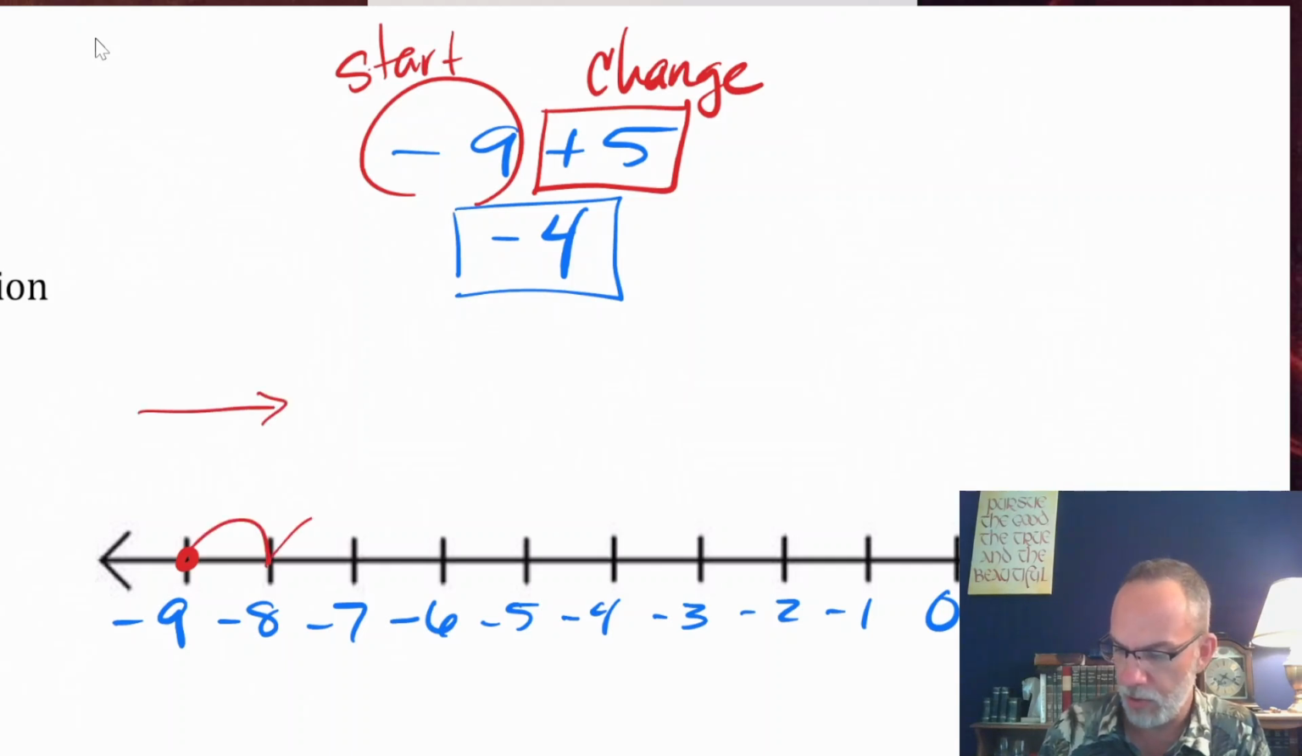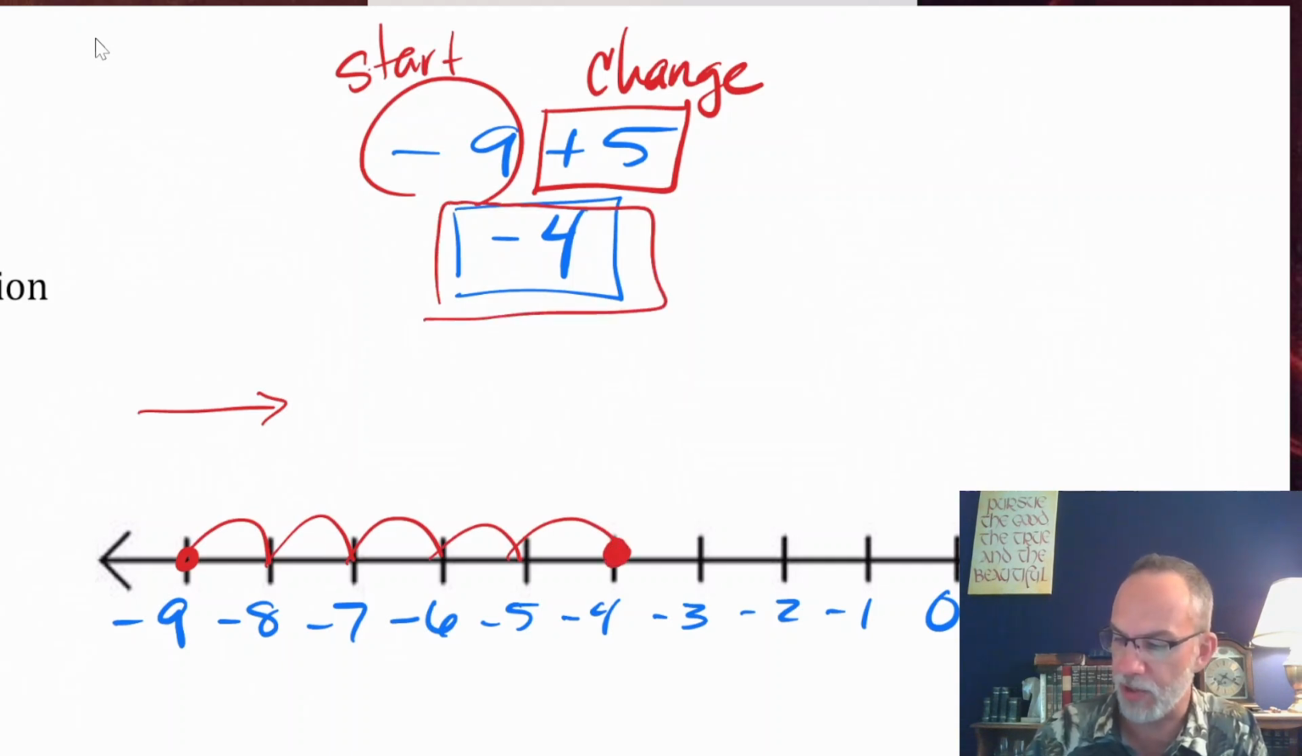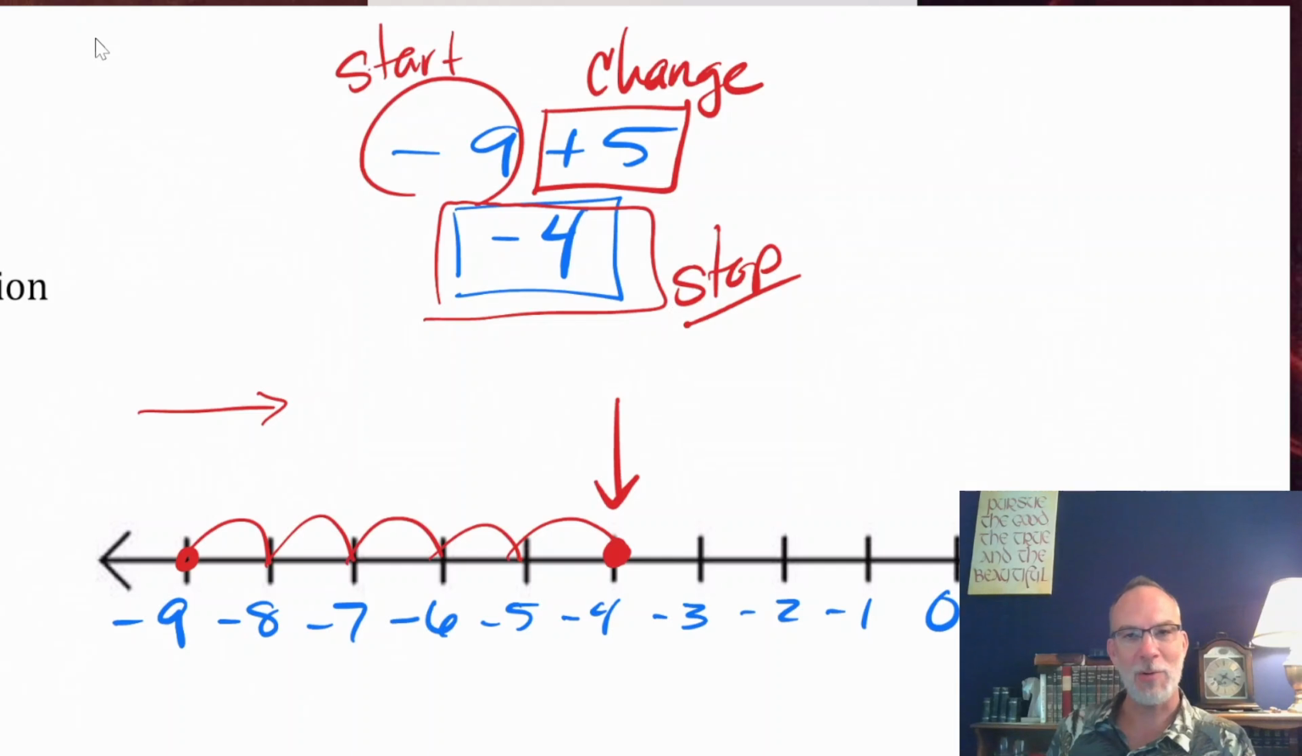So 1, 2, 3, 4, 5. We've moved to the right 5 places. Where is our final stopping point in terms of location? Can't you see that it's -4 right there? Okay, so does that make sense how it works on a number line?